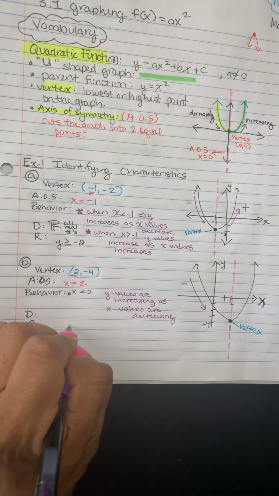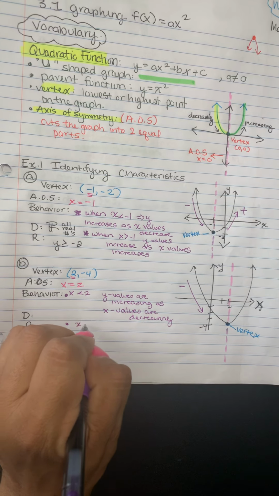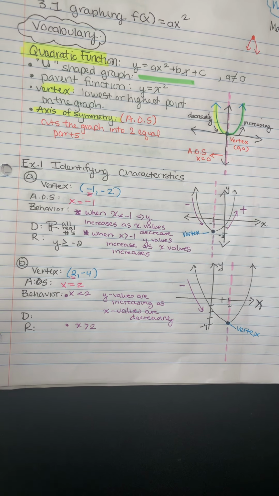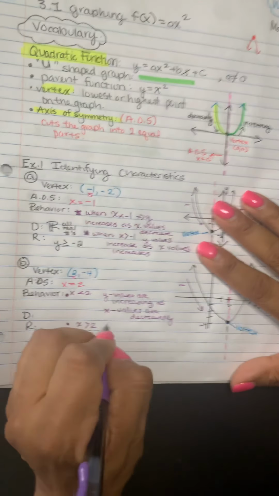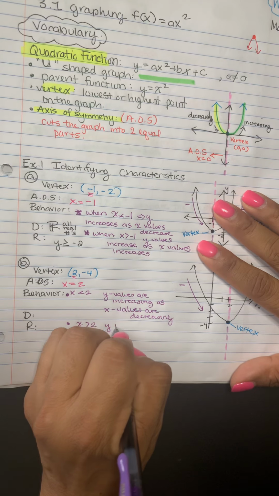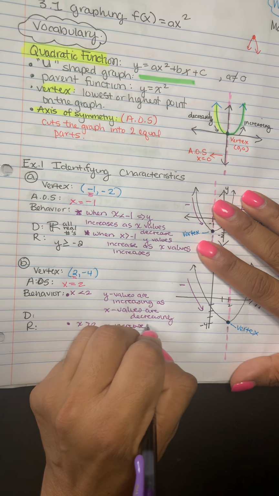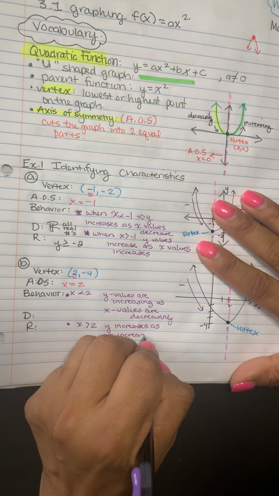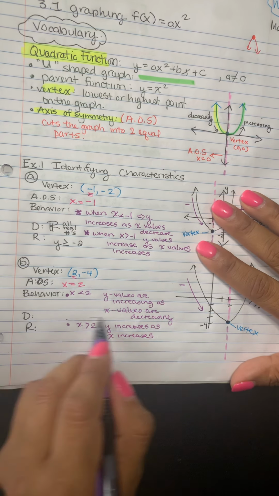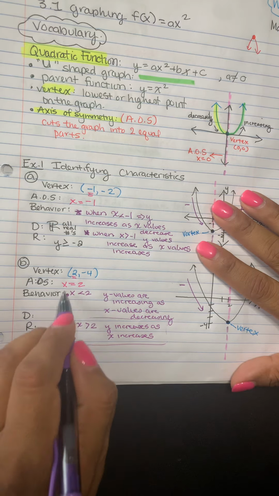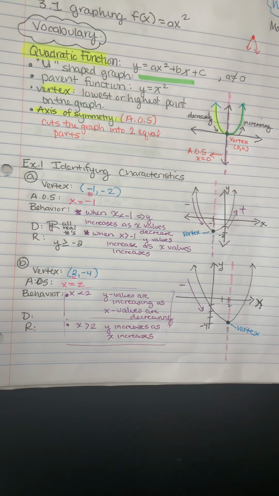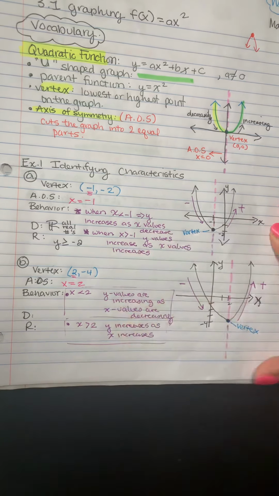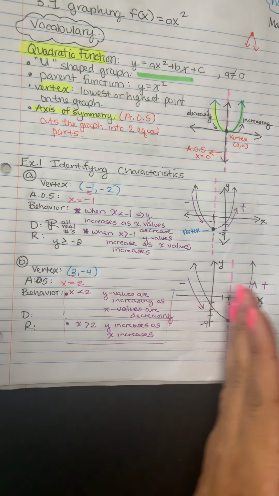Well, when x is greater than 2, they're both increasing. Our y values are increasing. So I'm just going to write this. Y increases as x increases. Okay, you can simply write that if you like. I think I was writing too much at the beginning. So everything is going up and we're increasing. Remember, we're reading this from left to right.